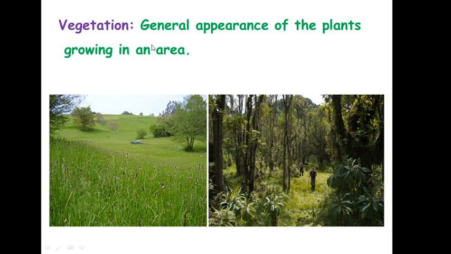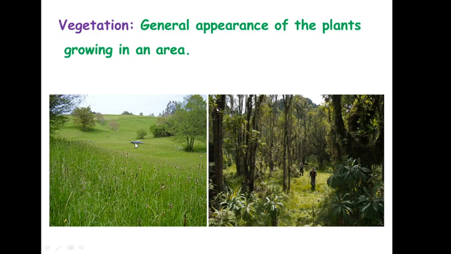So in vegetation we do not give emphasis to individual plant species. What we do is look at them in general, the overall sum total of plant growth in a particular area, which is characterized by the dominant plant species. That is the definition of vegetation. Now, you will understand if I give you this example.